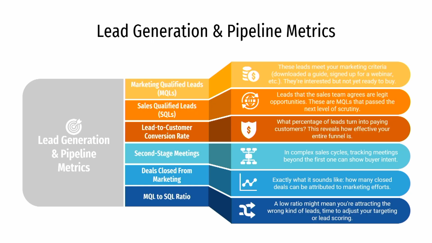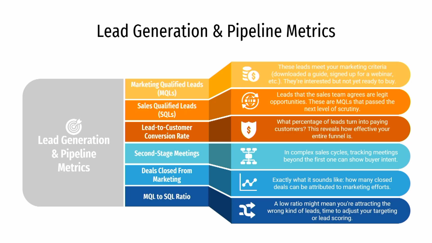Next one is sales qualified leads. Leads that the sales team agrees are legitimate opportunities. So, marketing might gather 2000 leads. Out of these 2000 leads, the sales team thinks that only 1500 are potential customers. These are basically the marketing qualified leads that pass the next level of scrutiny by the sales team.